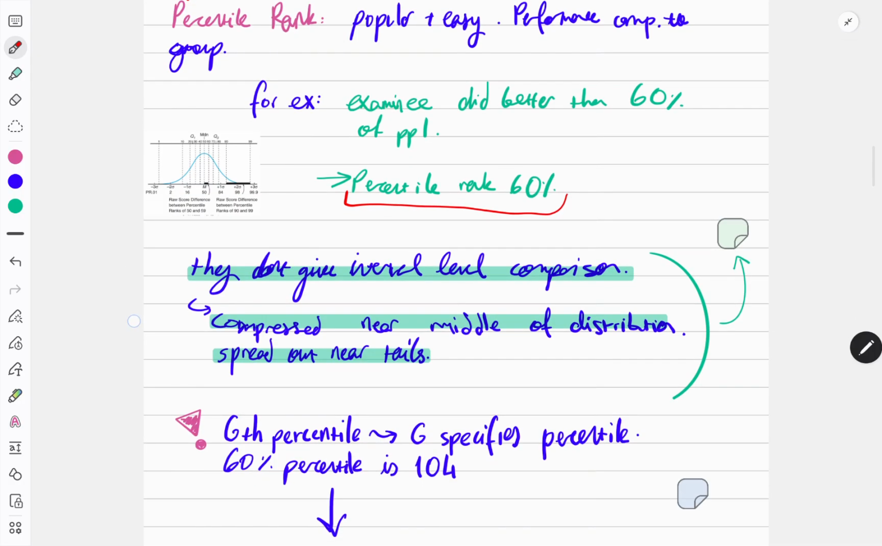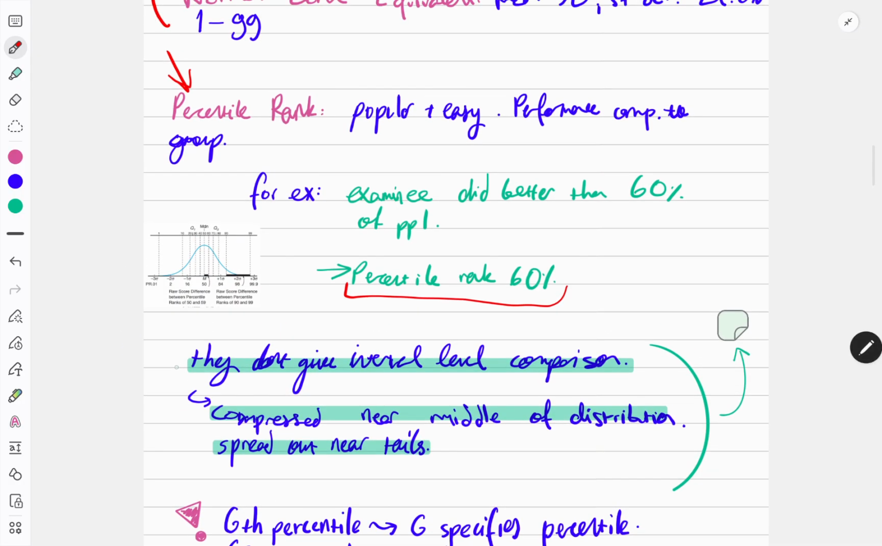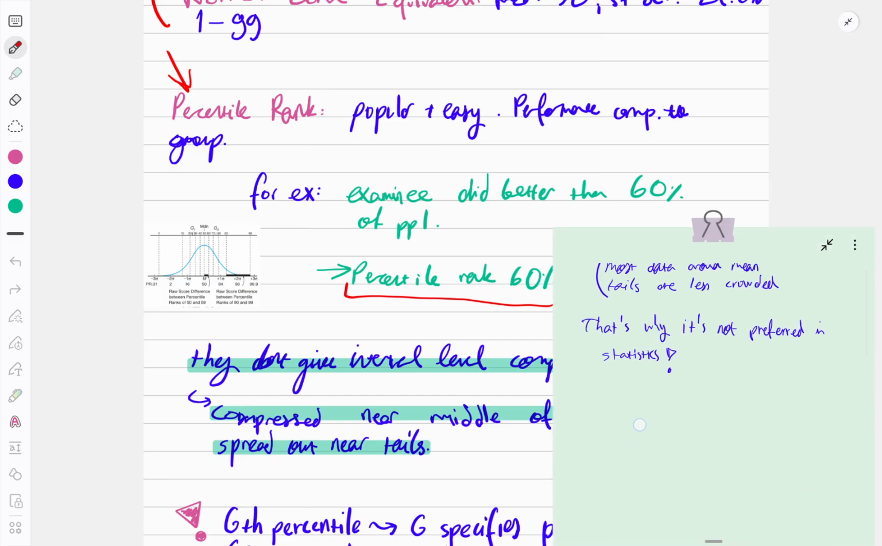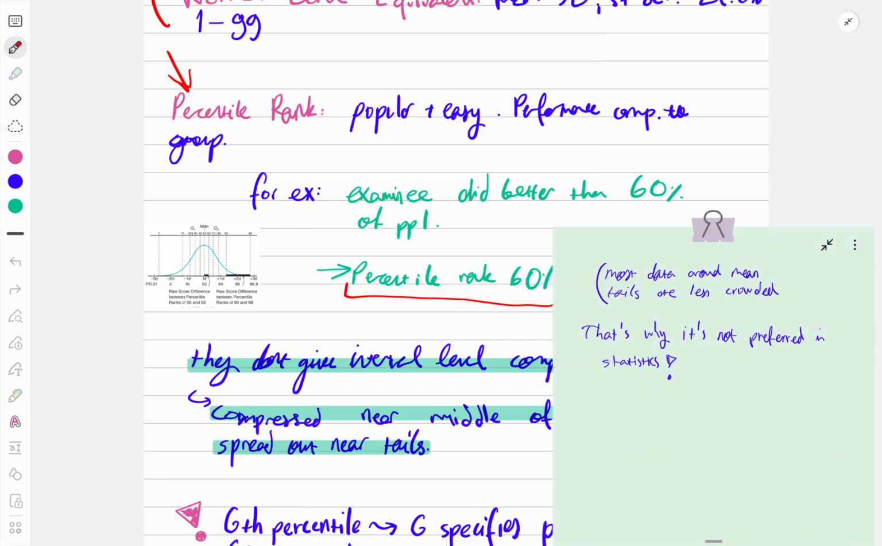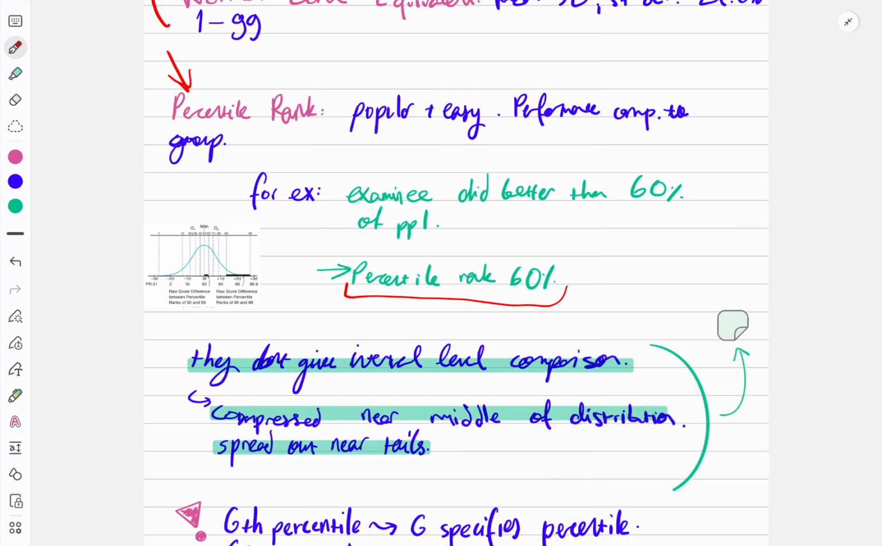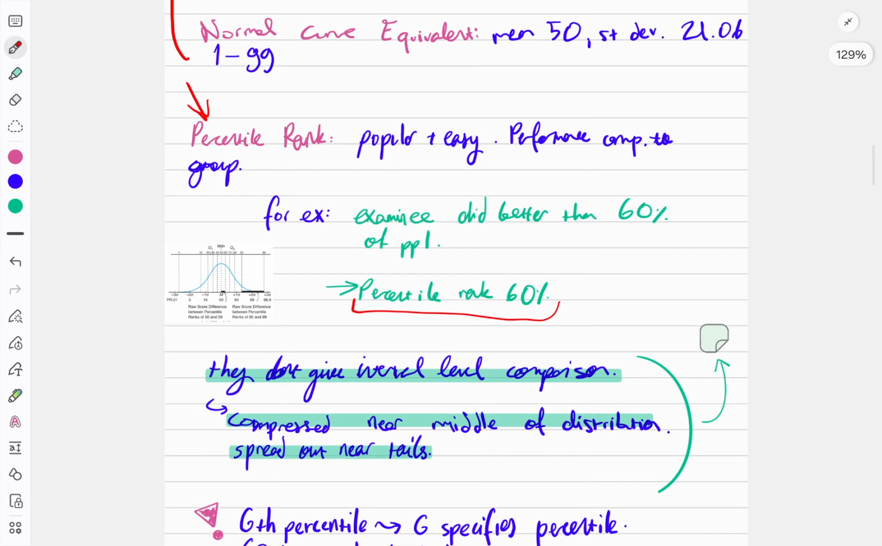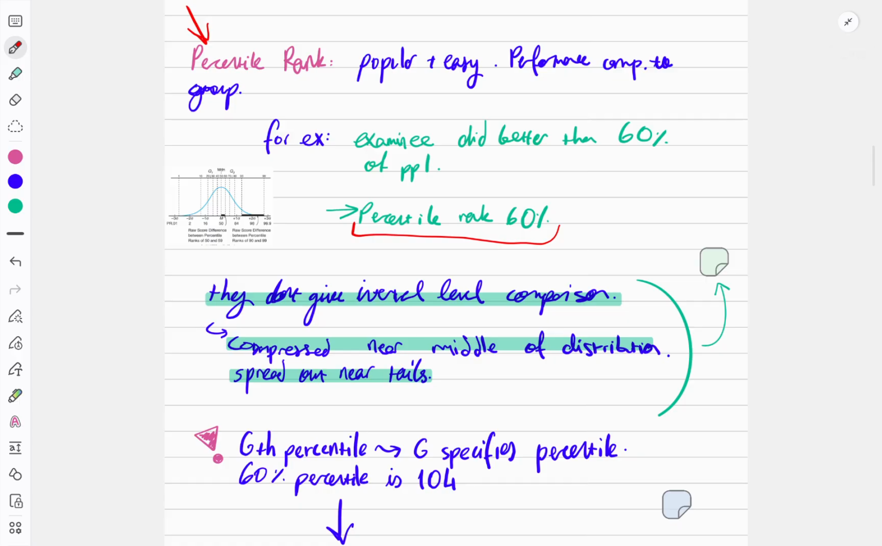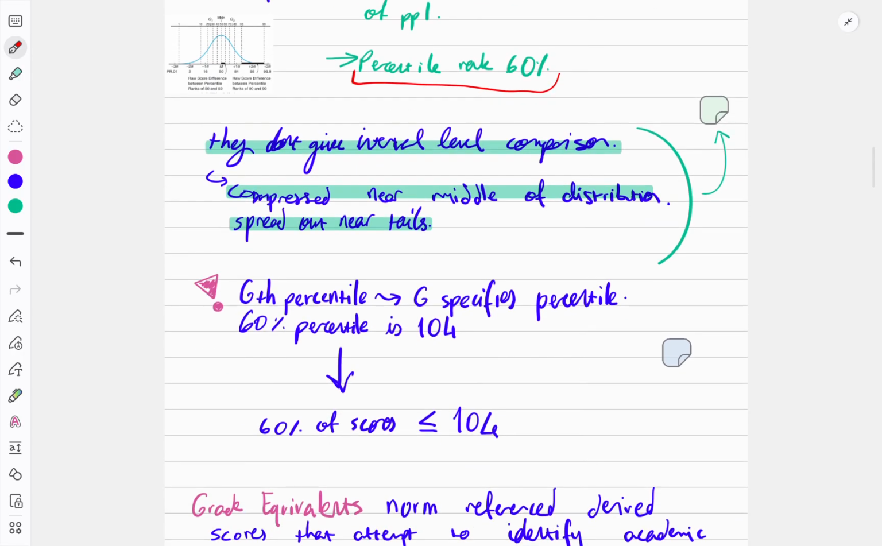Something about percentile rank is that it doesn't give interval level comparison, and the scores are compressed near the middle of the distribution and spread out near the tails. I said tiles, that's wrong, I'm sorry, it's tails. Most data is around the mean, and the tails are less crowded. That's why it's not really preferred in statistics, but I think we do use them in this class. So they're important in this context, I guess.